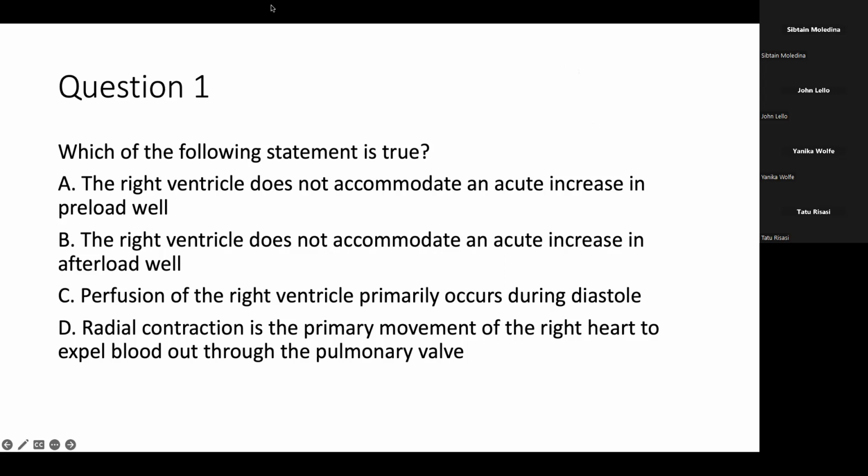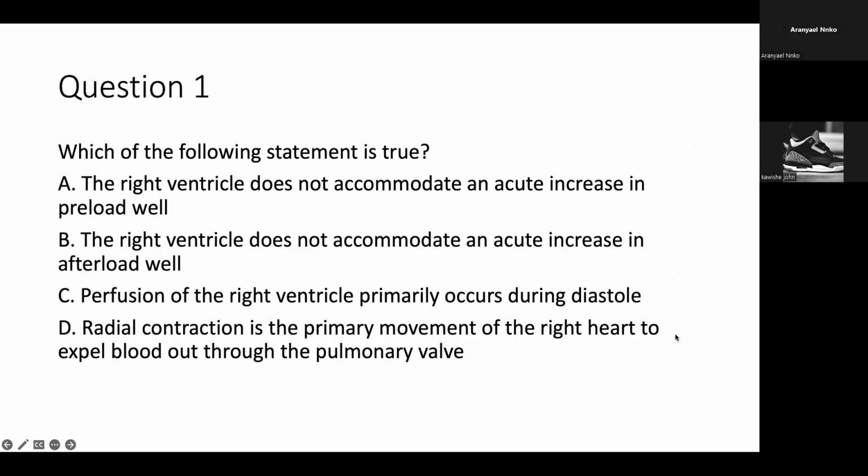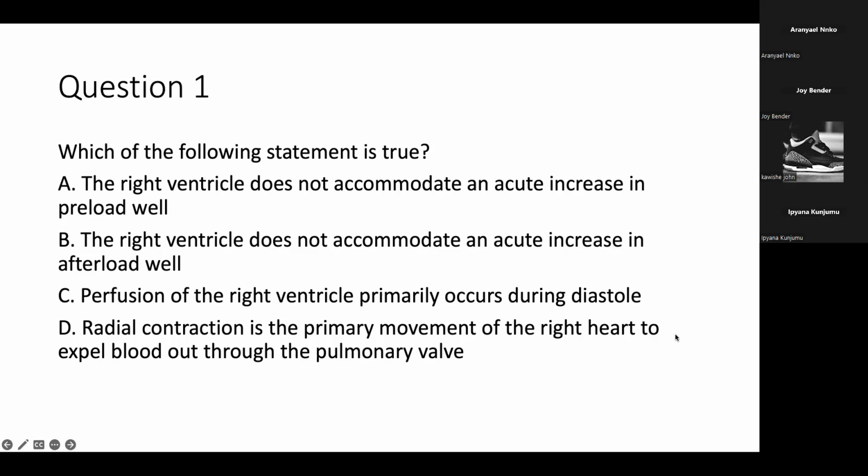Anyone want to take a stab at this question? Am I allowed to call out people? Yeah, I guess you can. Awesome. Okay, so just randomly here, and I'm sorry if I pronounce your name incorrectly, but let's go with Tatu Risasi.